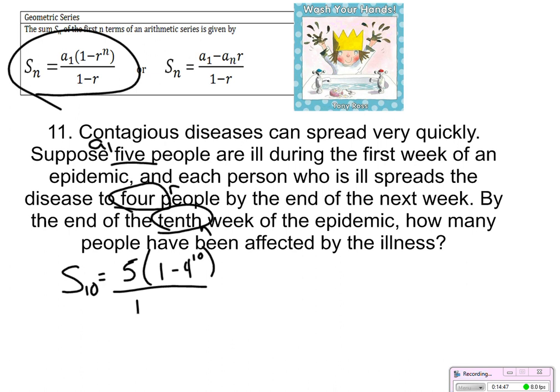So 1 minus 4 to the 10th is a really big number, times 5 is a really big number, divided by negative 3 is a still pretty big number. 1,747,625 people. So diseases spread very quickly. That is the point of that.